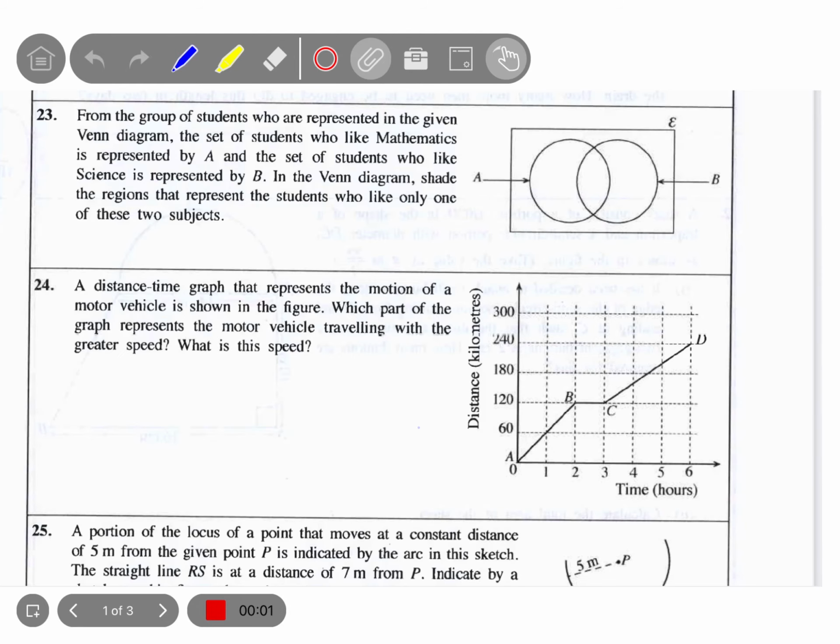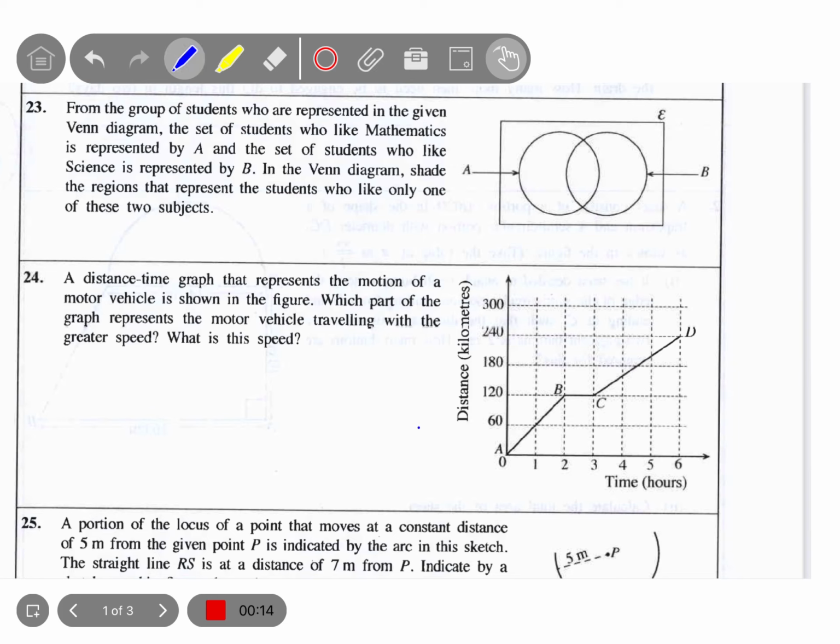Right. Question number 23. From a group of students who are represented in the given Venn diagram, the set of students who like mathematics is represented by A. So this is A, which represents students who like mathematics, right? And the set of students who like science is represented in the B circle. So in the Venn diagram, shade the regions that represent students who like only one of these subjects.